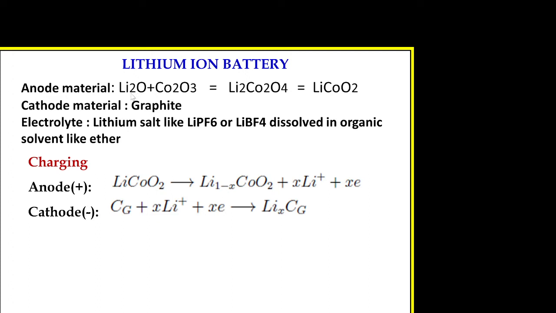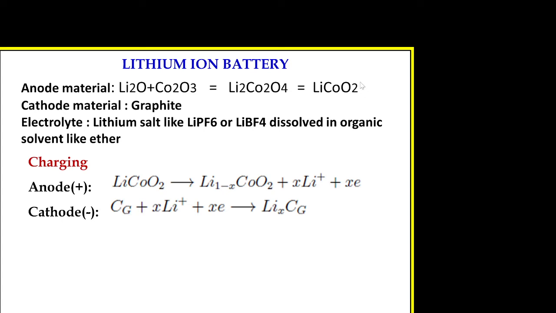In lithium oxide, lithium is in the +1 oxidation state, and cobalt oxide is Co2O3, cobalt is in the +3 oxidation state. So we can regard it as a mixed oxide. If you sum up lithium oxide and cobalt oxide, you get Li2Co2O4. O4 comes because O3 plus O gives O4. You divide by 2, you get LiCoO2. O4 becomes O2 if you divide by 2. So this is the simple formula of lithium cobalt oxide.